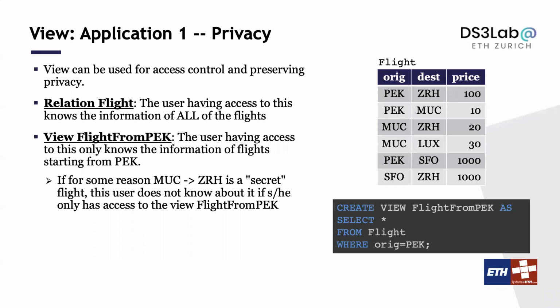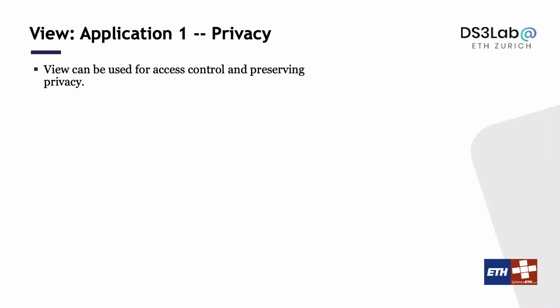That user will never have access to that, because that user only has access to the view, but not the underlying table, right? So this is just one simple example of how to preserve privacy using views.